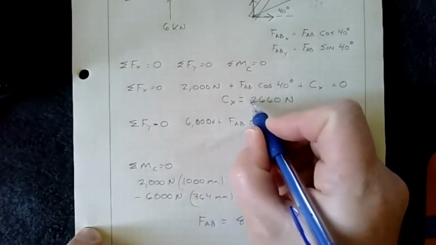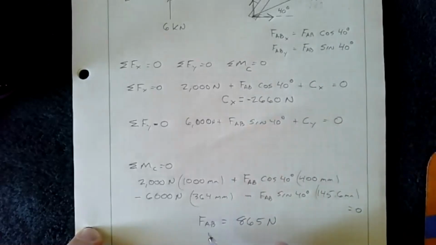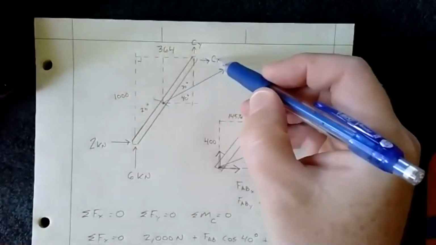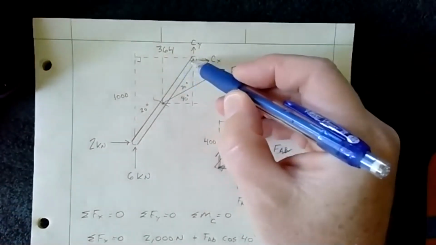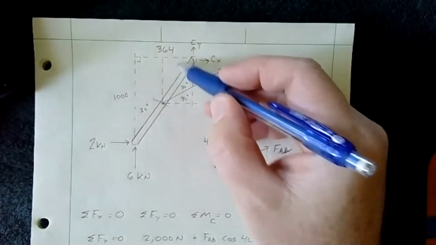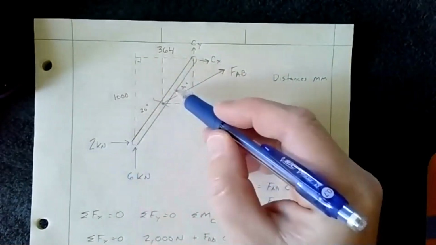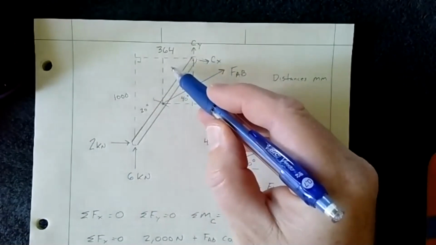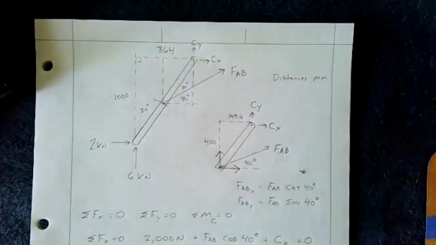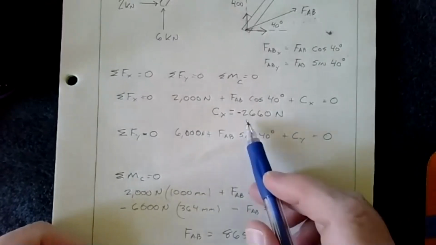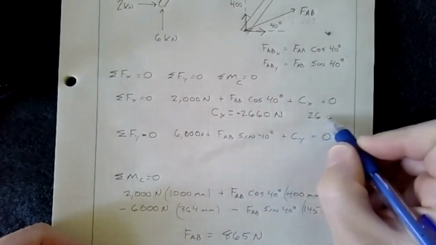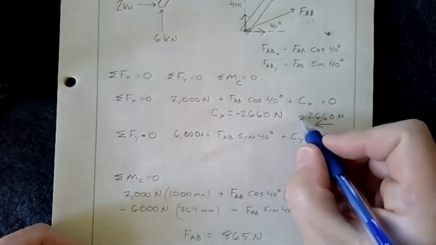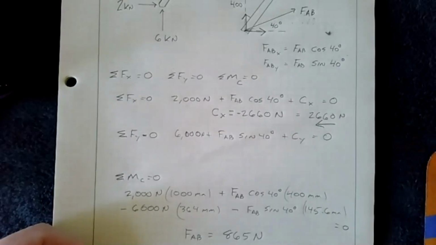And so what that means is that I assumed that it was going in that direction. So that means it's really going in that direction, which makes sense because I have 2,000 newtons going this way, and I've shown that FAB is going that way. So it makes sense that the X would have to counteract that in order for equilibrium. So I know that's 2,660, or I could write it as 2,660 newtons with an arrow going that way.